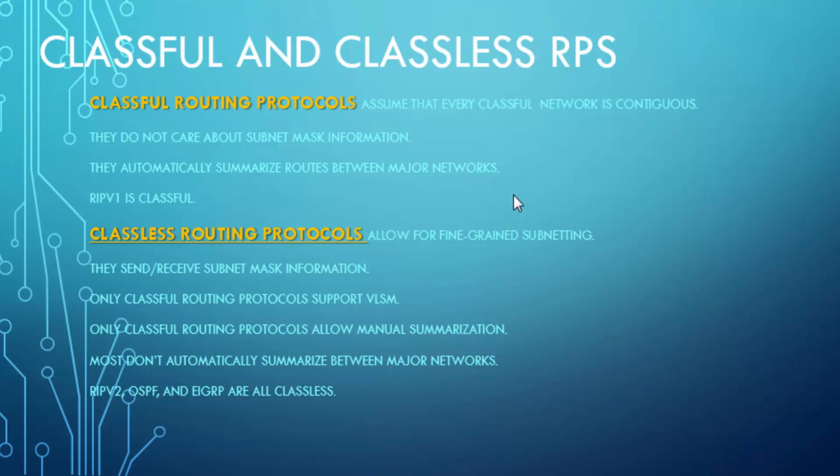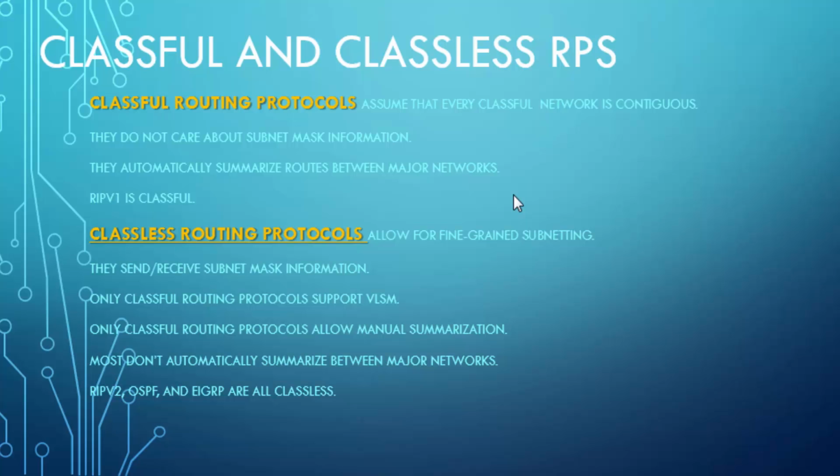Classless routing protocols allow for fine-grained subnetting. We're going to be talking deeply about that in the future. We're only going to touch on and mention that subnet mask information, which doesn't happen in the classful. The classless routing protocols support VLSM. That stands for variable length subnet masking. It's the same thing as CIDR subnetting, and it's an efficient way of subnetting, in case some of you don't understand.